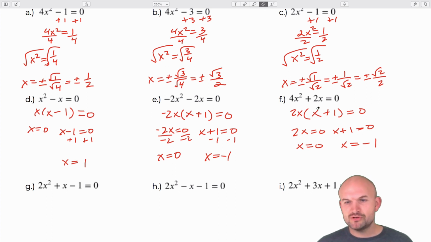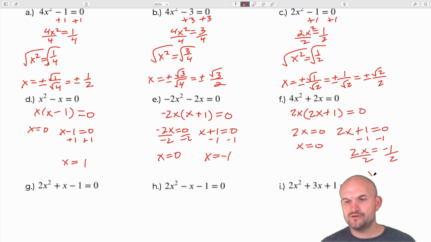I factored out wrong. 2x times x does not give you 4x squared, right? Haha, I made a mistake. That should be a 2. I knew I was wrong. I was like, why am I getting the same answers? I didn't create this to have the same answers. This should be a 2x. 2 times 2x is 4x squared. 2x times 1 is 2x. Good job. So it's a 2x plus 1 equals 0. Now I have to subtract 1, then divide by 2. So x equals a negative 1/2.